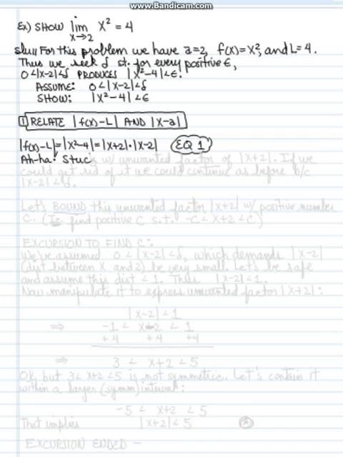But we have a problem. We are stuck with an unwanted factor, the absolute value of x plus 2. If we could get rid of it, we could continue like we did before, because we know the absolute value of x minus 2 is smaller than delta. We have that restriction on x minus 2. So we have to think about what to do for this extra factor of absolute value of x plus 2.